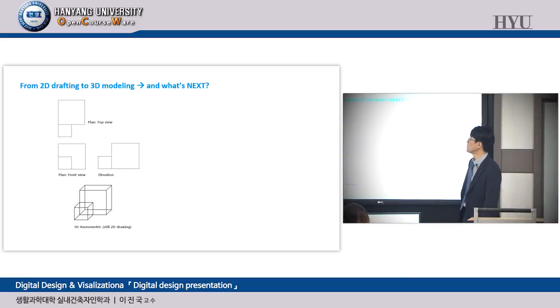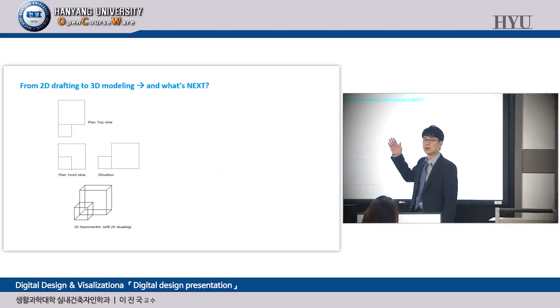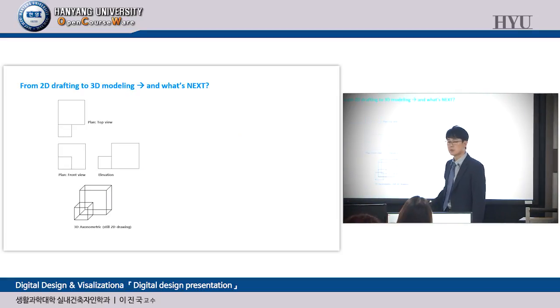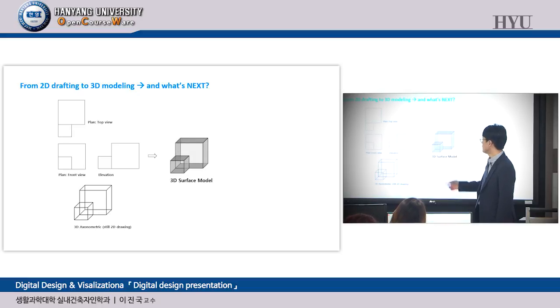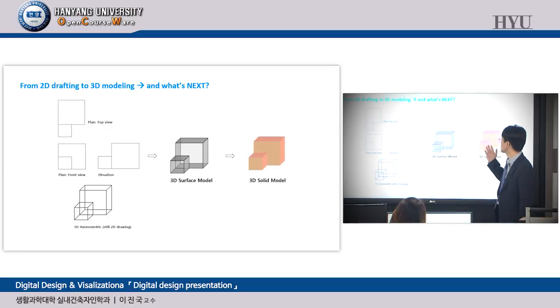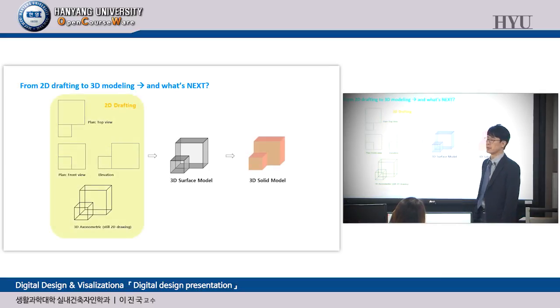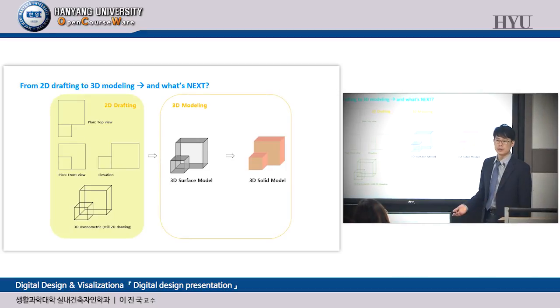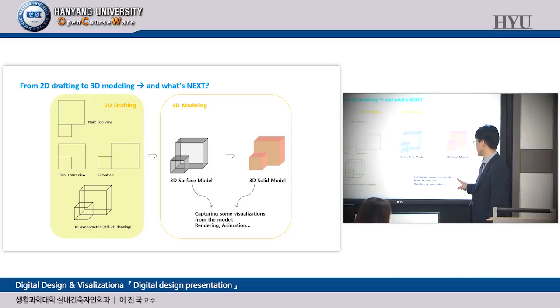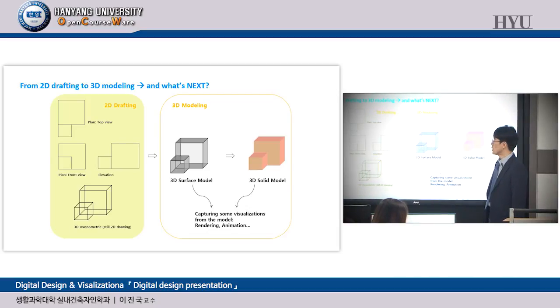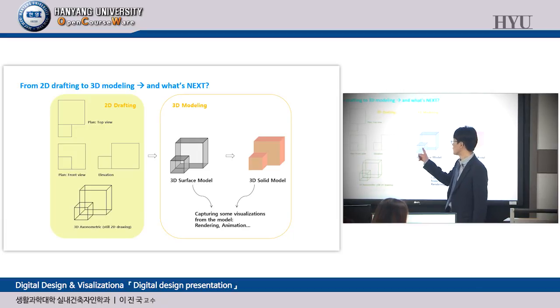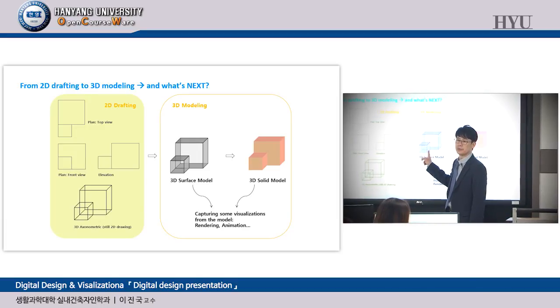From 2D drafting to 3D modeling: this is conventional drawings, floor plan, elevation, section, 3D axonometric, and 3D surface model. I told you somebody developed this one, and the solid model, but this is just 2D drafting. This is the 3D model. Why do we need a 3D model? Capturing some visualizations from the model. So how to derive an elevation, front view?